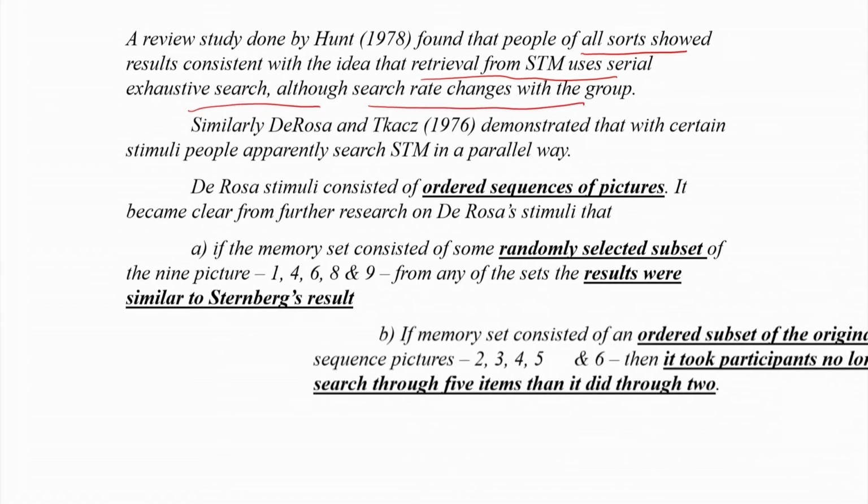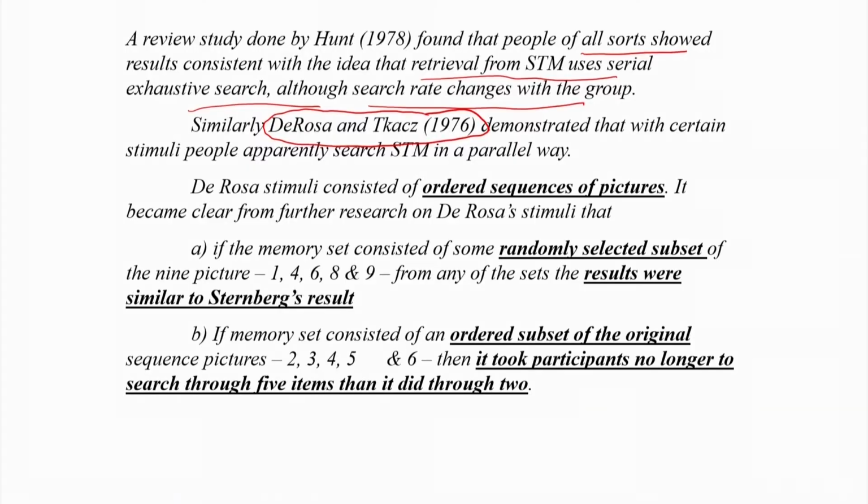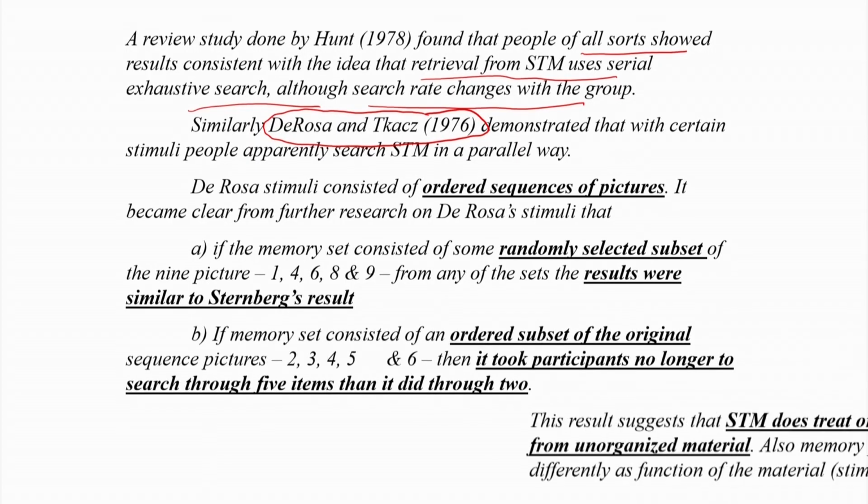Now, DeRosa and Decay 1976 demonstrated that with certain stimuli, people apparently do search STM in a parallel way. Basically, DeRosa came up with an experiment to show that both serial as well as parallel search happen in STM, and so they designed a kind of stimuli to test that. First, let us look at the stimuli that they used for their experiment.